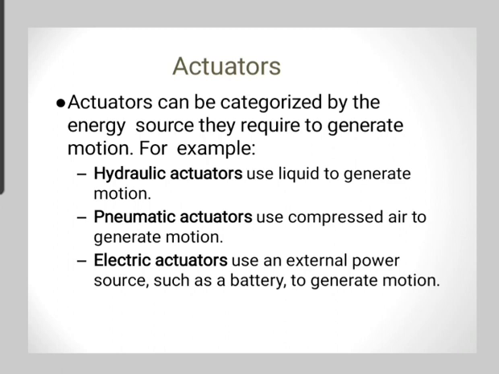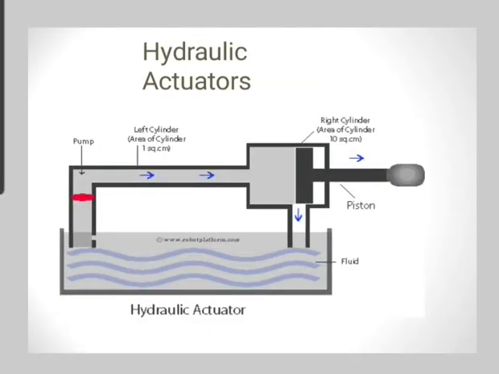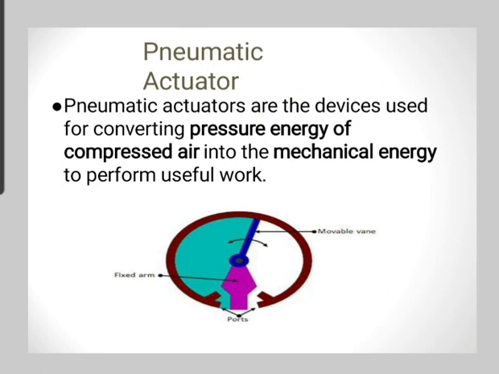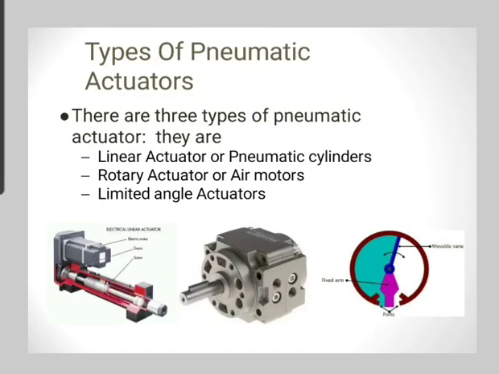And the electric actuators, so here is a diagram for the hydraulic actuator. Then pneumatic actuators are the devices which are used for converting the pressure energy of compressed air into mechanical energy to perform a useful task. Then there are some types of pneumatic actuators. So there are three types of pneumatic actuators, and they are linear actuator or pneumatic cylinder, rotary actuator or air motor, and limited angle actuators.